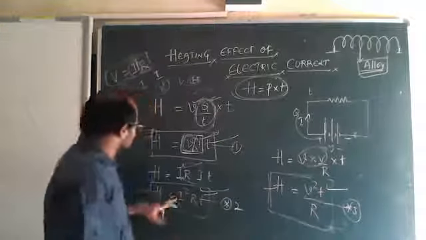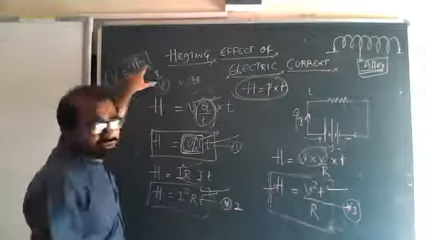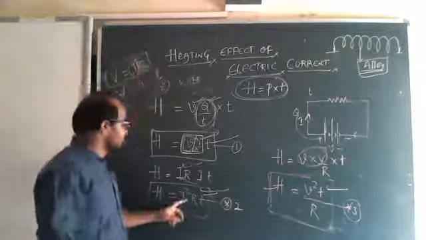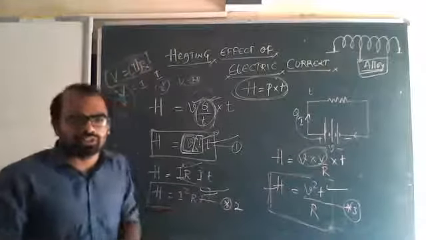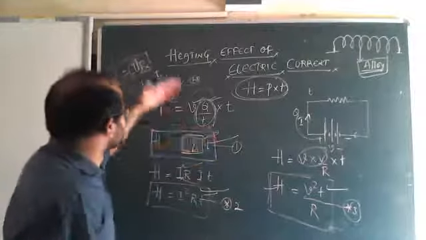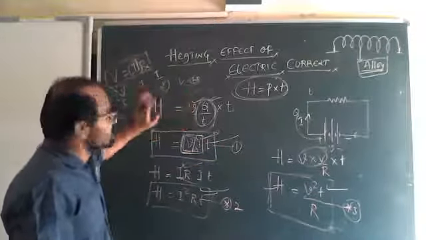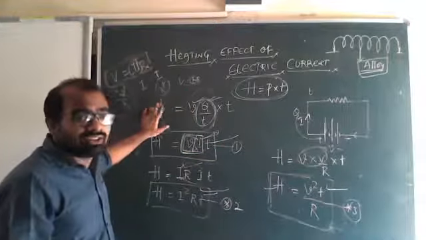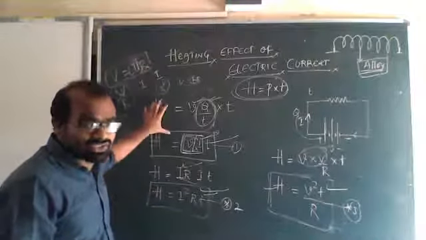Here also V equal to IR, nothing but I into R. I square RT, nothing but I square into R into T. So I hope you all know all these things. V is potential difference. H is what? Electrical heat energy. That means heat energy here.